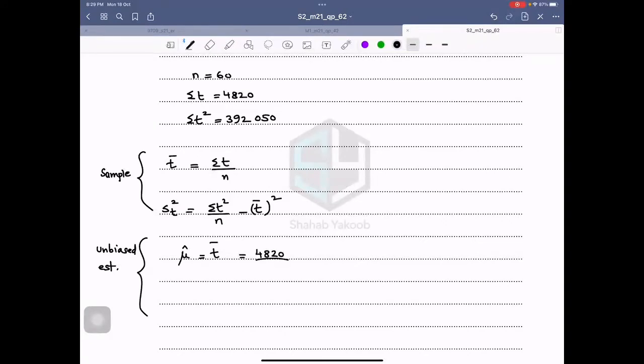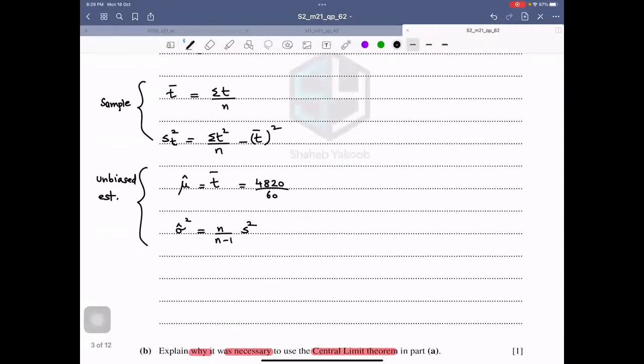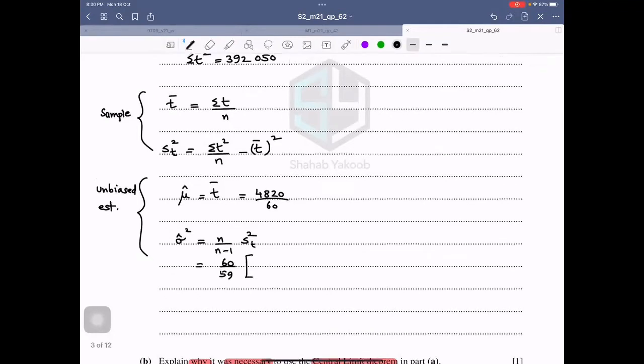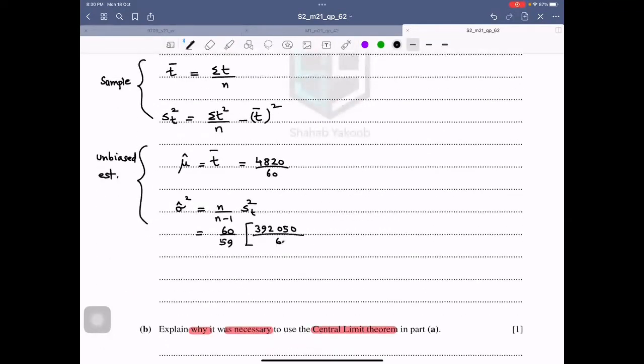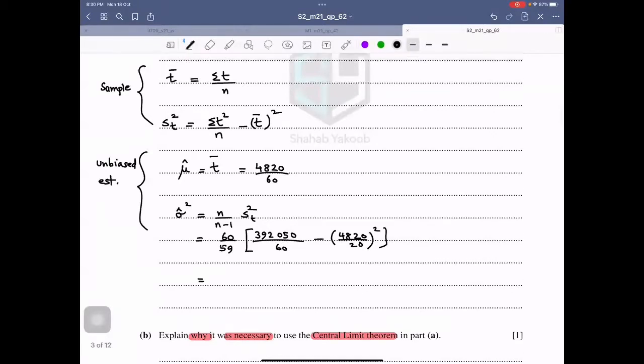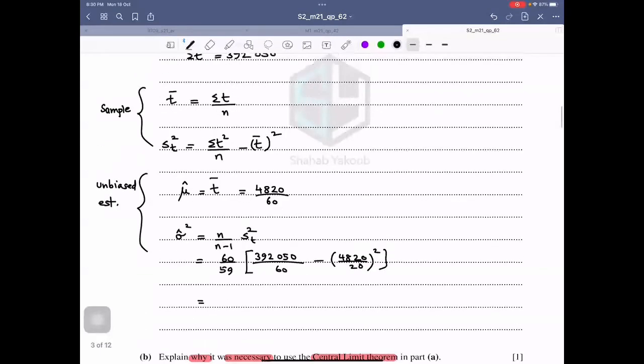4820 divided by 60. And the unbiased estimate of variance is n over n minus 1 times the sample variance. I prefer to use this formula. So this one is n over n minus 1, which is 60 over 59. And this thing is 392050 divided by 60 minus t bar, which is 4820 over 60, squared. And then, of course, you use a calculator and evaluate these values. Now, this is the preliminary work.